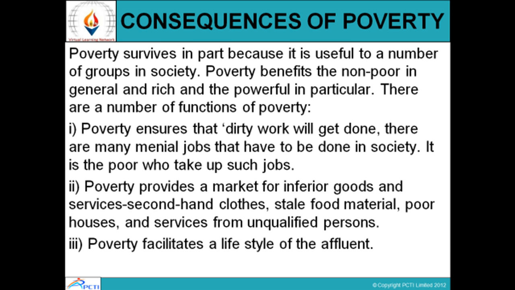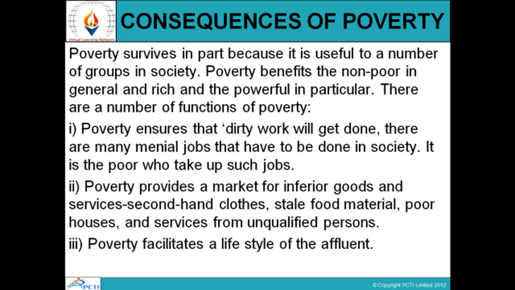Consequences of poverty. Poverty survives in part because it is useful to a number of groups in society. Poverty benefits the non-poor in general and the rich and the powerful in particular. There are a number of functions of poverty. Poverty ensures that dirty work will get done, and there are many manual jobs that have to be done in the society. It is the poor who take up such jobs. Poverty also provides a market for inferior goods and services: second-hand clothes, food material, poor houses and services from unqualified persons.